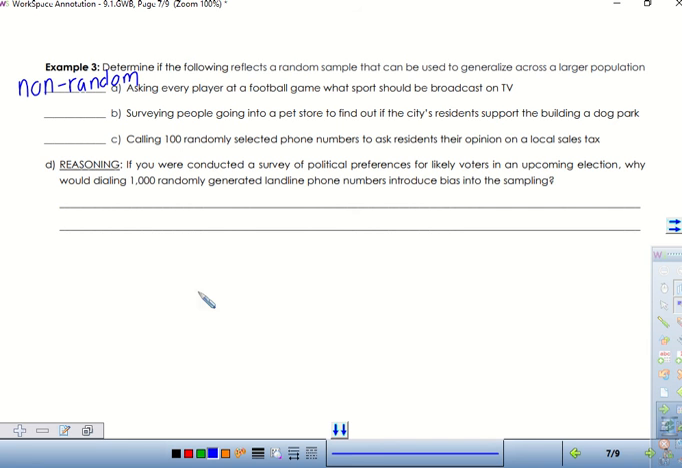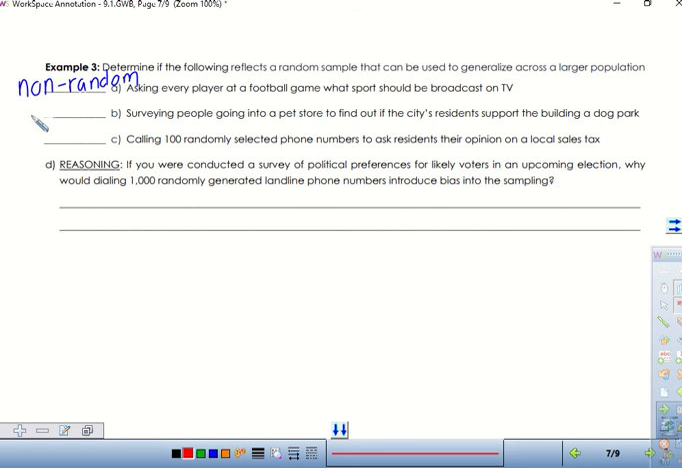So, for example, this one, we don't know if the person was just not thinking about it or if they were purposely trying to sabotage the study to make it look like football players. That's another big thing when you take science class or statistics. You have to figure out, sometimes there'll be a whole study that's all biased, and it just doesn't have any validity, right? So surveying people going into a pet store to find out if the city's residents support building a dog park.